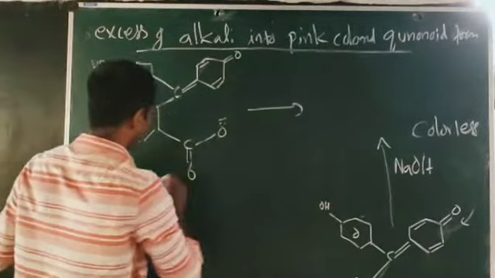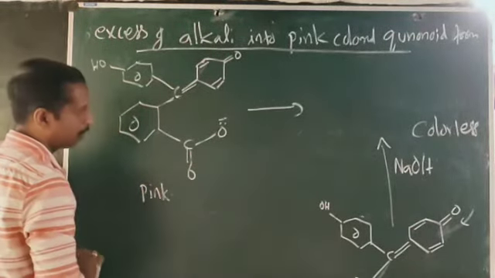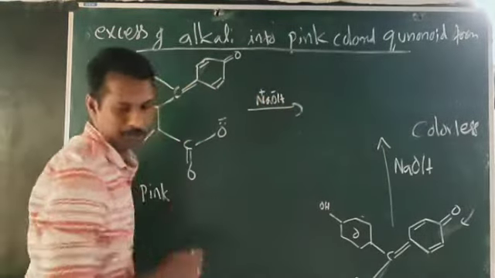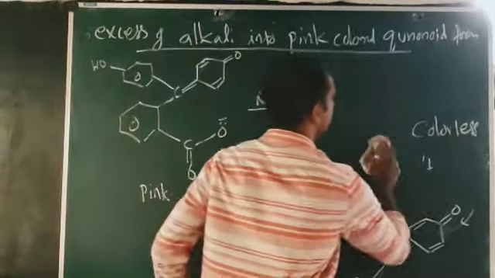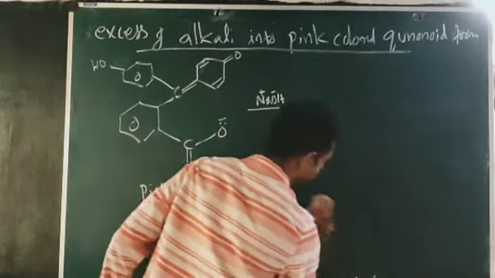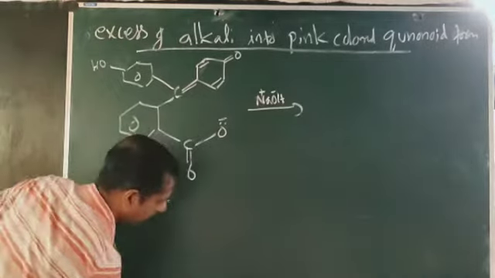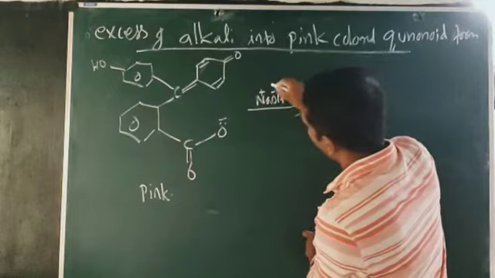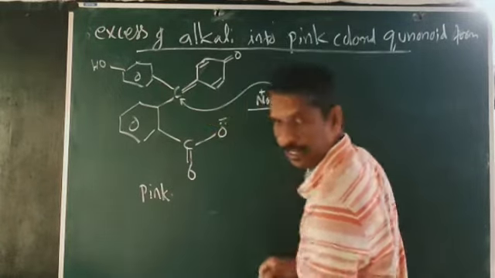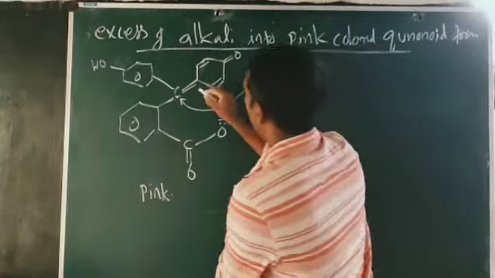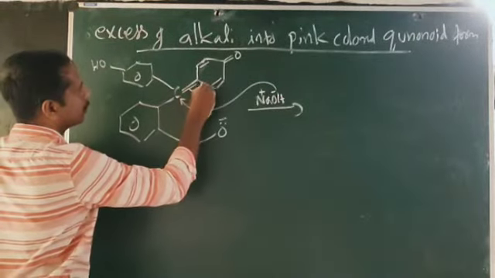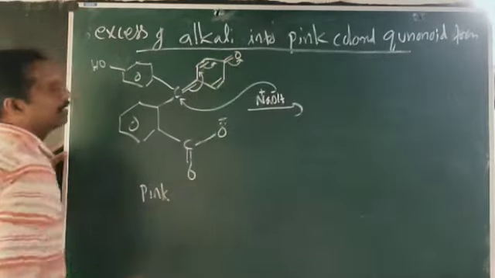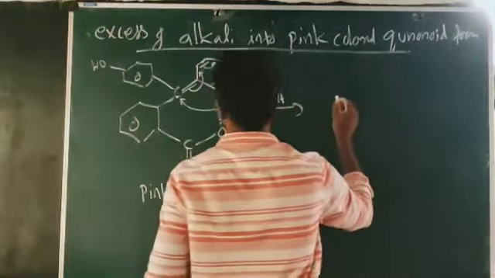To this quinoid form, this pink color quinoid form, we are adding excess of NaOH, Na plus and OH minus. Then it is changing to colorless. What is the reason for that color change? You can see that this OH minus will attack on this carbon. Then this will go here, and it will come here, this reverse, and we get a structure like this.